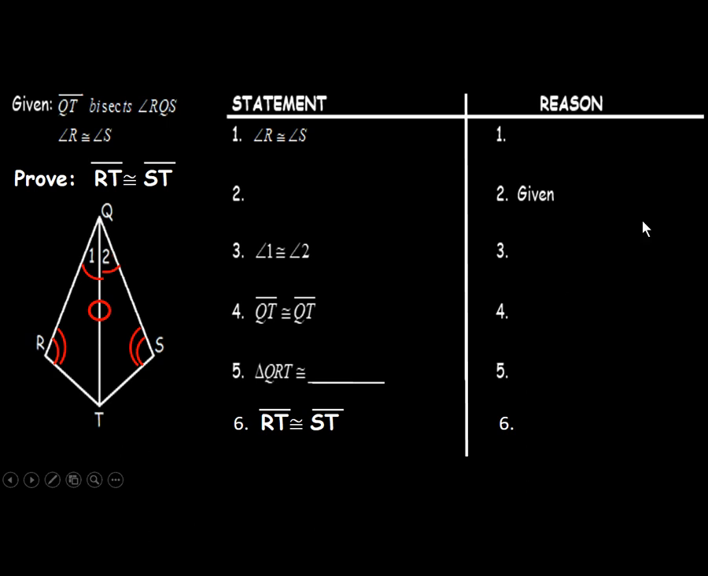So we come over to our proof and just try to fill in the information. And it's a little bit out of order, just to see if everybody can adjust to it. The first statement is angle R and angle S are congruent. That is given to us. The second line says something is given. Well, we only have one other piece of given information. QT bisects angle RQS. That's our other given information.